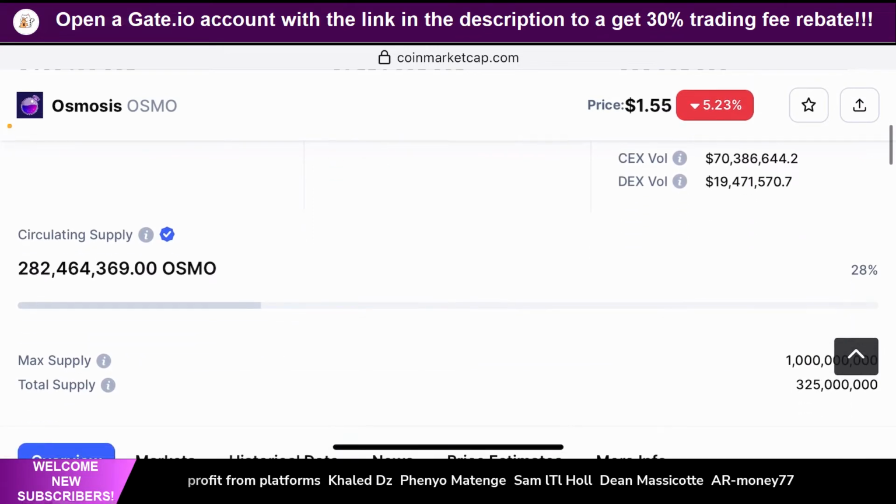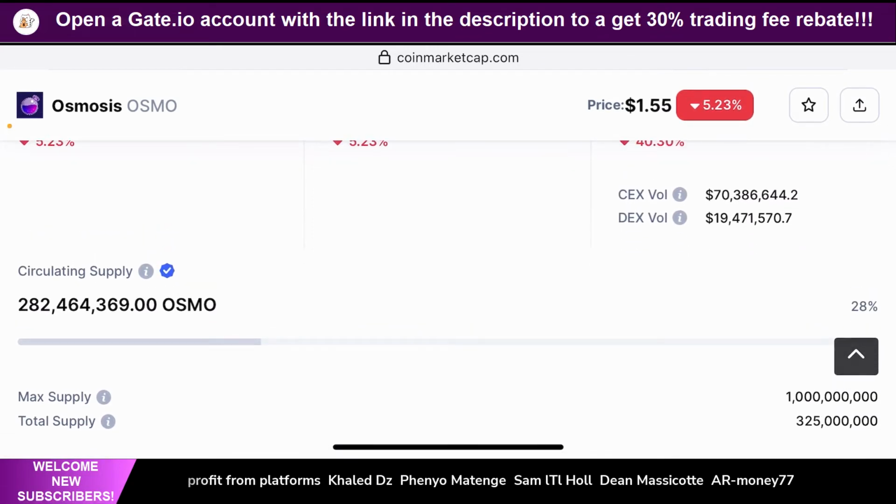When it comes to the max supply, this token has a max supply of 1 billion tokens, pretty standard. Not my favorite tokenomics, but it's still not crazy, and out of which 28% of the tokens are already in circulation. So again, the staking reward is quite high, and therefore they need to incentivize a lot of people, which is why they have a huge token supply.